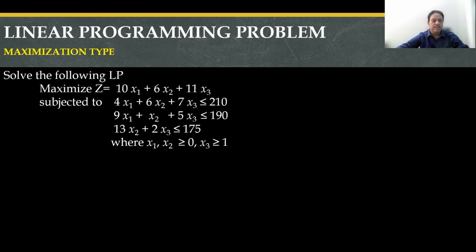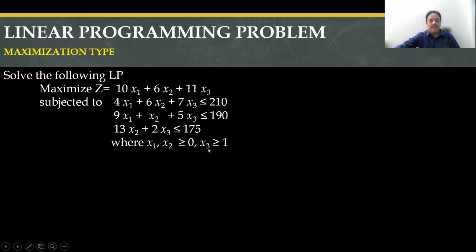So if we read the problem for the objective function and the constraints, we find no change. But the change is here in the non-negativity restrictions. Here it says x1 and x2 are both greater than or equal to 0. And we have seen that x3 is also greater than or equal to 0. But here x3 is not greater than or equal to 0. It is greater than or equal to 1.